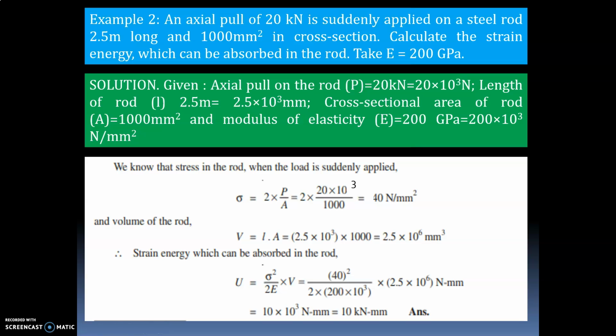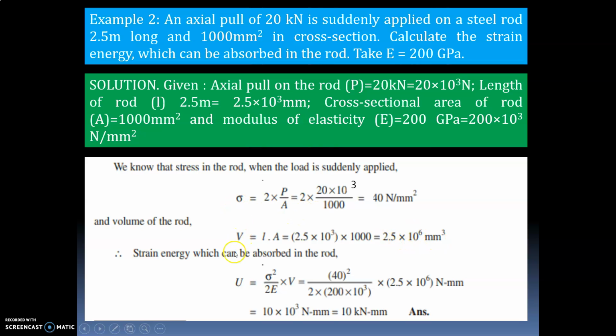Now you have to calculate the volume of the rod, because this V is there. Volume is nothing but area into length. The area is 1000, that is 10 raised to 3, into L. L is 2.5 into 10 raised to 3. Simplifying this, you get 2.5 into 10 raised to 6 mm cube.